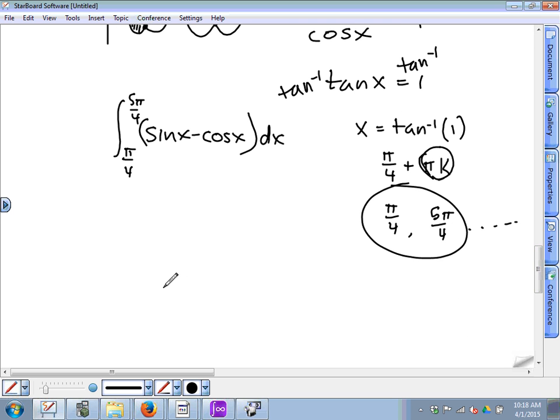All right, now we've got to speed this up. What's the antiderivative of sine? Negative cosine. Antiderivative of cosine? Sine, the opposite sign of negative. Yep. And then we evaluate the antiderivative from pi fourths to 5 pi fourths.